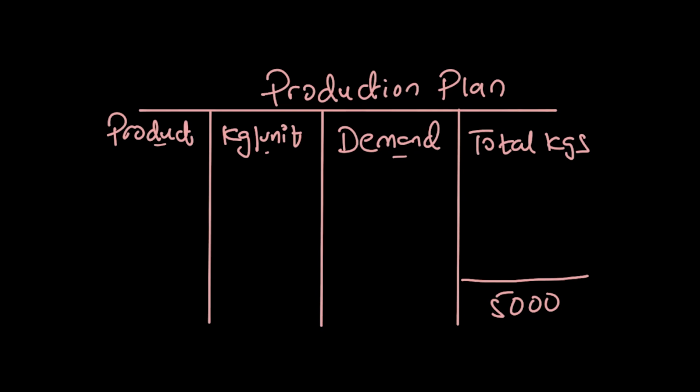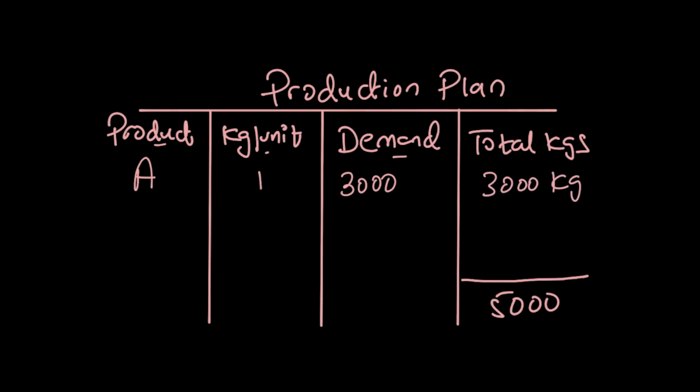That's the kg available. Now our ranking shows that product A has to be manufactured first. A consumes 1 kg per unit. The total demand for A is 3,000 units. So if we multiply this, I will allocate 3,000 kgs to product A.